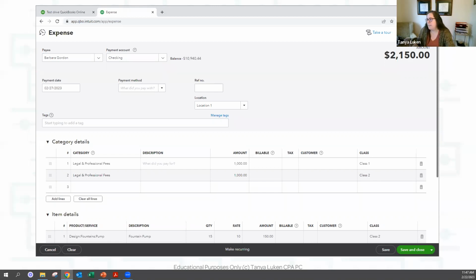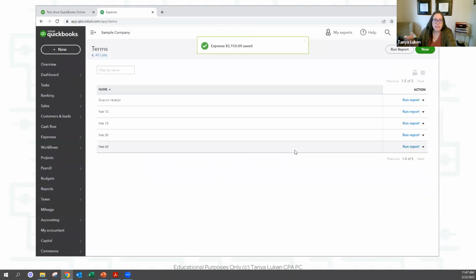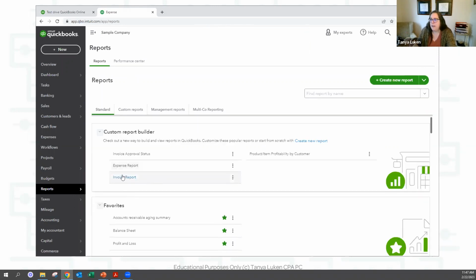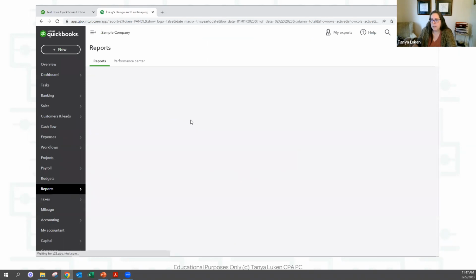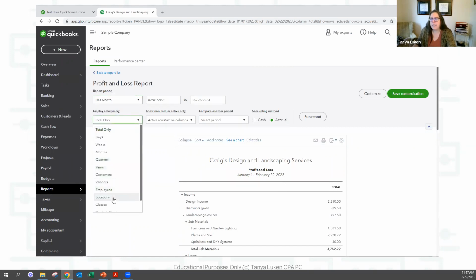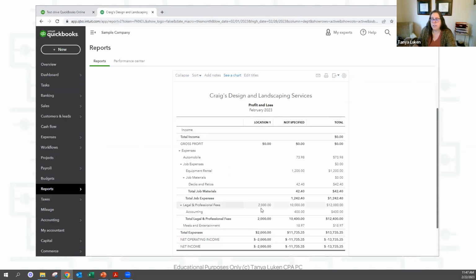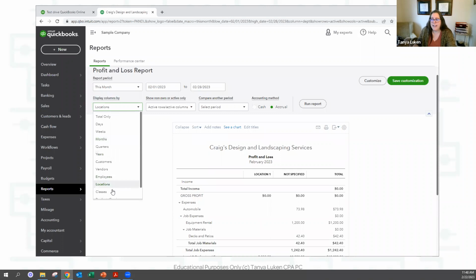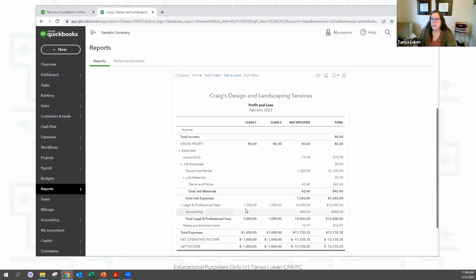So I'm going to save this, and then I'm going to run some reports. I'll set it up before tomorrow so that when we go to run our reports, you can see what I mean. We're going to talk about reporting tomorrow, so I'm just going to fly through this. If I run a profit and loss report and do this month by locations, it's going to give me location 1, $2,000, right? But if I show it to me by class, it's going to show me two $1,000 expenses by class.